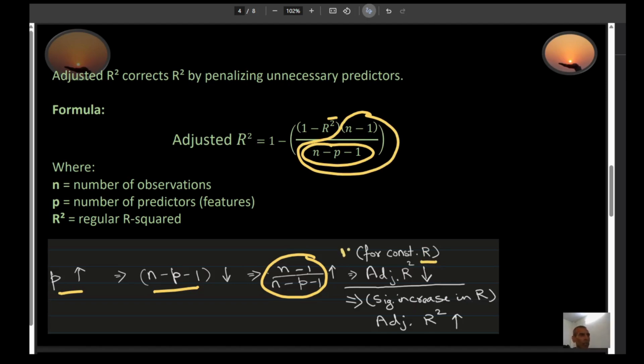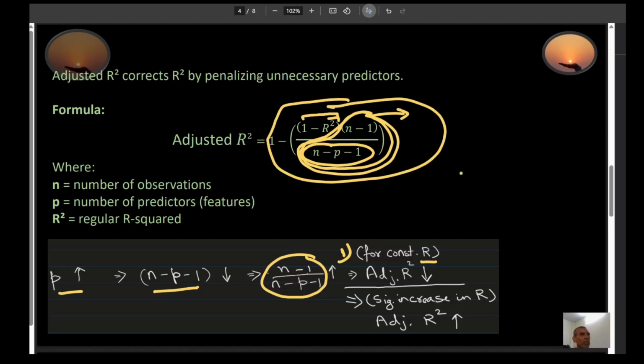So let's take the first case first. Suppose my R square is constant, or there is a small increase in R square but not a big one. In that case, my adjusted R square is going to decrease, because this term is pretty much constant, and this other term actually went up. Because this term went up, this whole expression is going to decrease. So this is your adjusted R square going down.